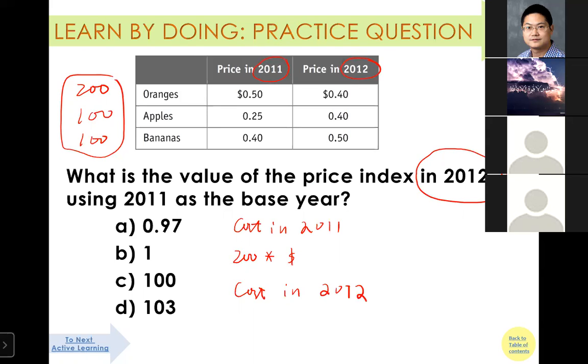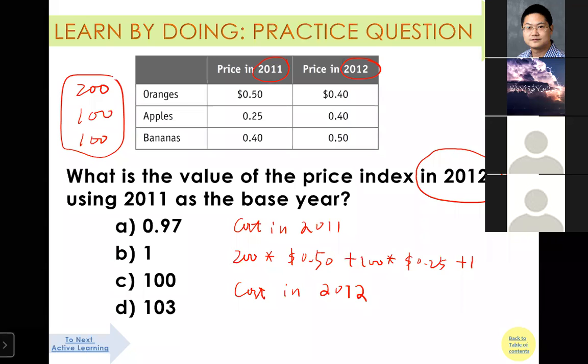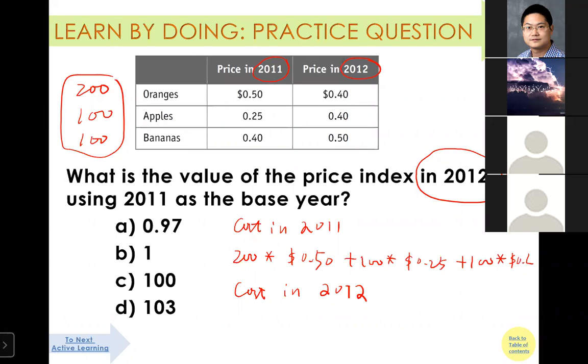Cost in 2011 equal to 200 times 50, 100 times quarter, 100 times 40. Cost in 2012, same quantity.